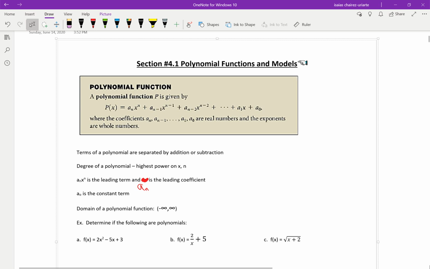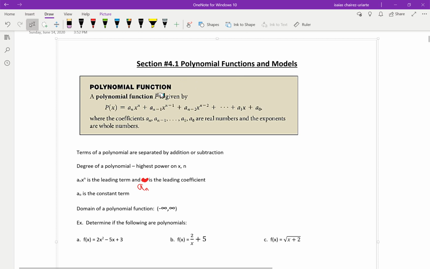This is section 4.1. This is the first part. This section is broken up into two parts, and we're talking about polynomial functions, graphing polynomial functions, ideas about polynomial functions, and a little bit of a little example about a model that involves a polynomial function. All right, so let's talk about, first of all, what is a polynomial?